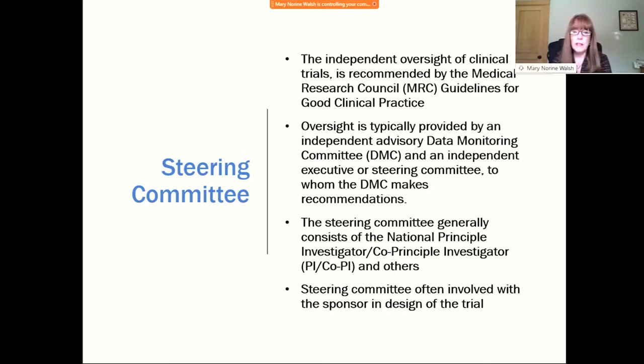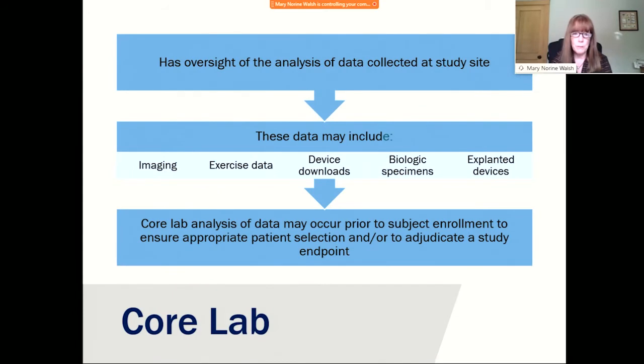And the data monitoring committee makes recommendations up to the steering committee. So the steering committee has a national principal investigator, or often there are co-principal investigators. Sometimes, for example, in my field of heart failure, the VAD trials generally have co-principal investigators from both cardiac surgery and cardiology. And the steering committee's involved in the design of the trial as well.